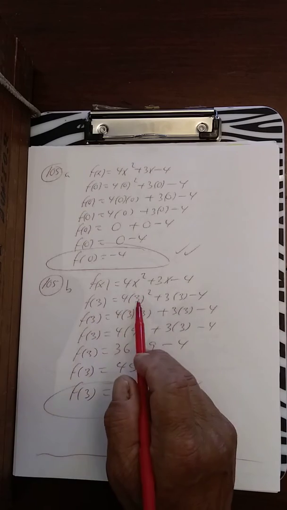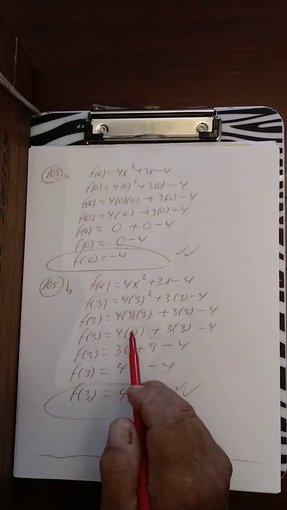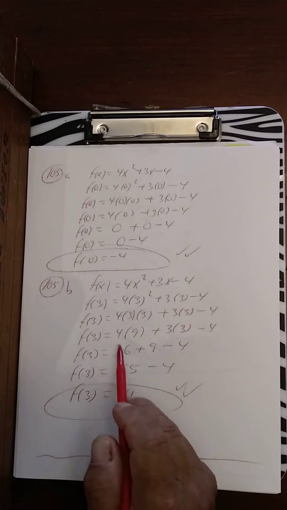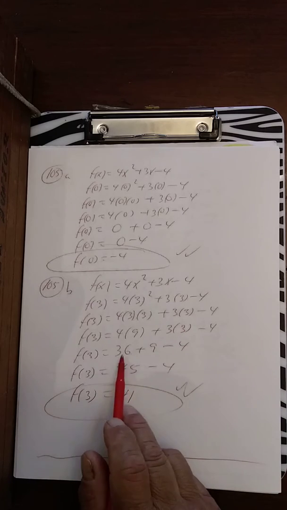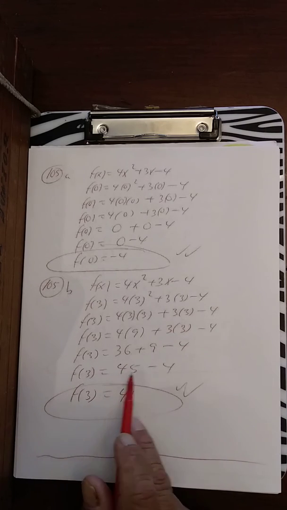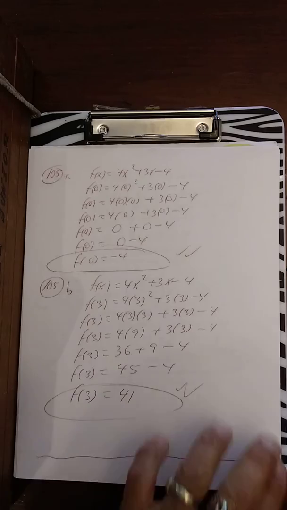Next one, 3. Put 3 in there, put 3 in there. 3 times 3 is 9. Bring it down. That's 36. 9. That 36 and 9 is 45. 45 minus 4 is 41.